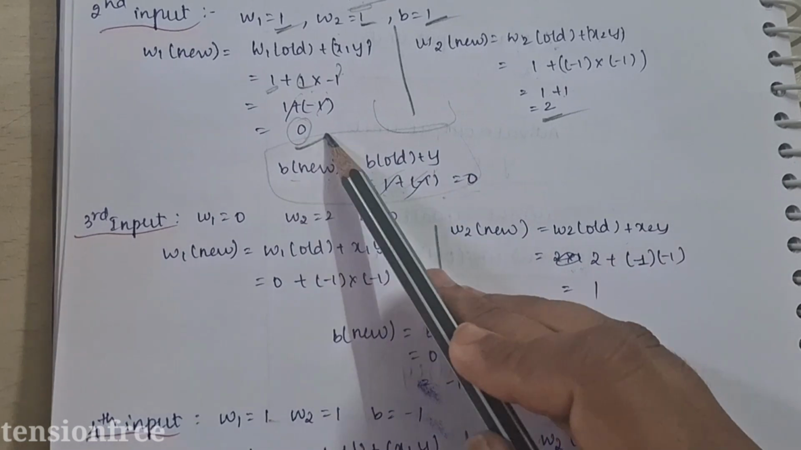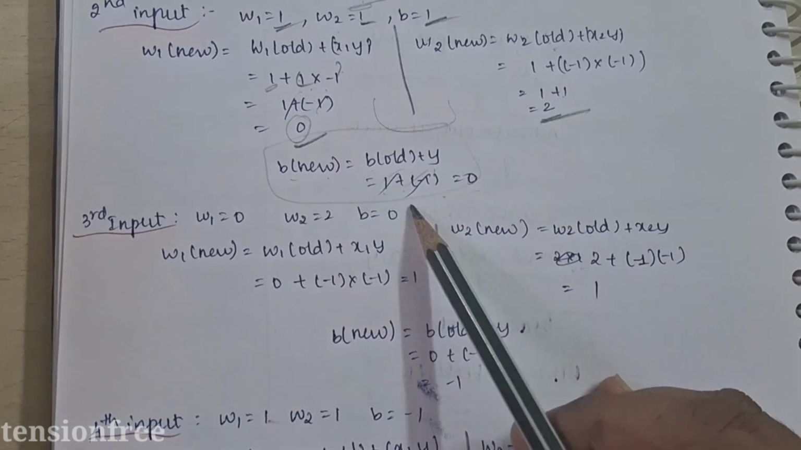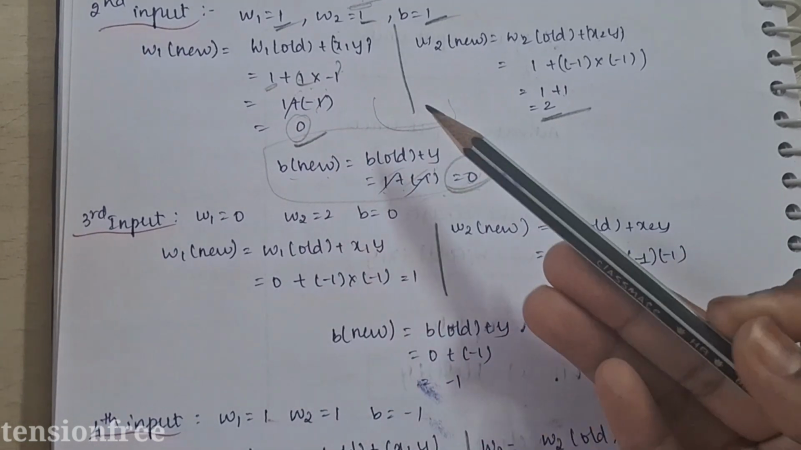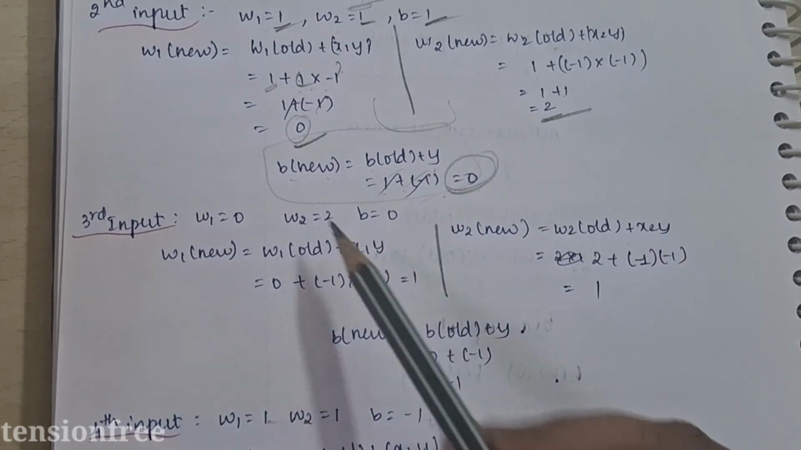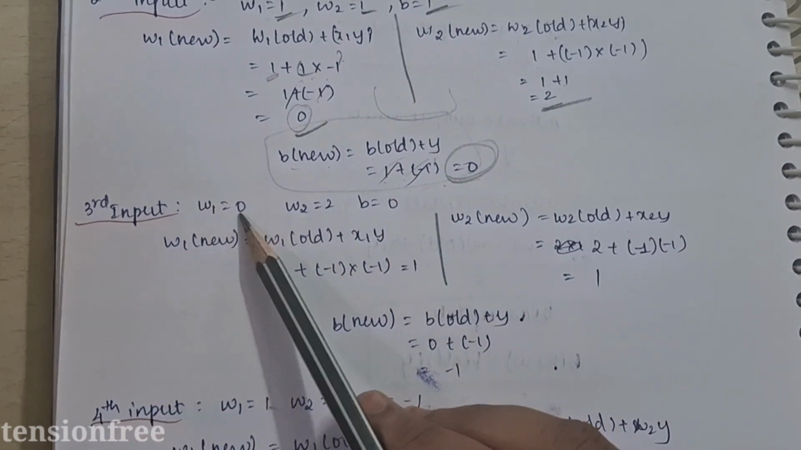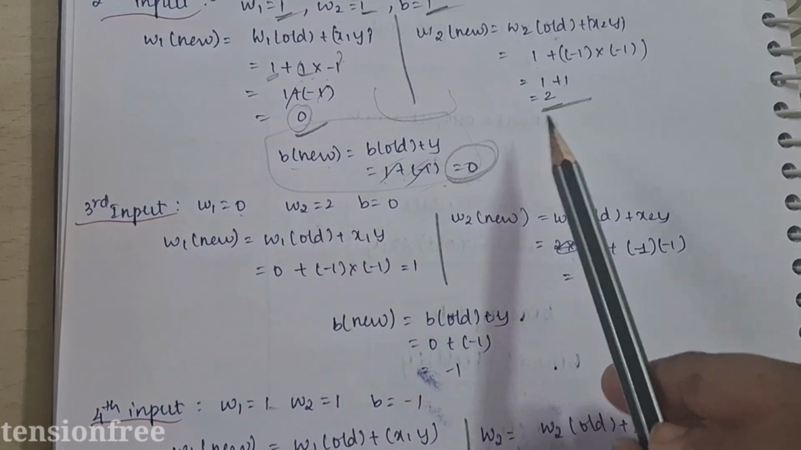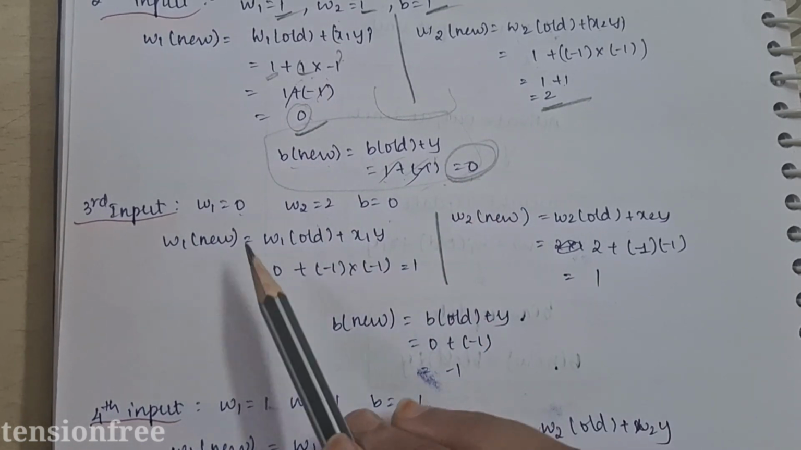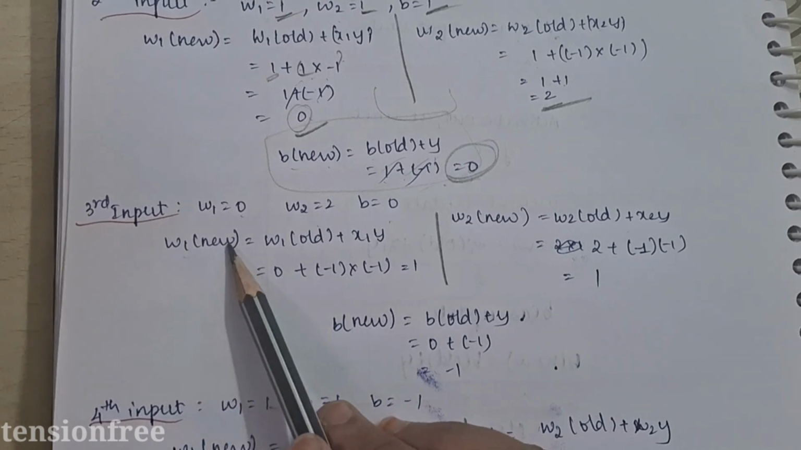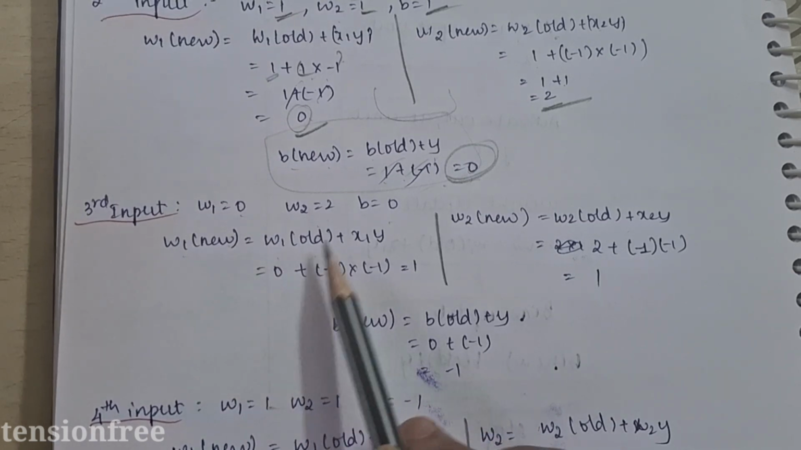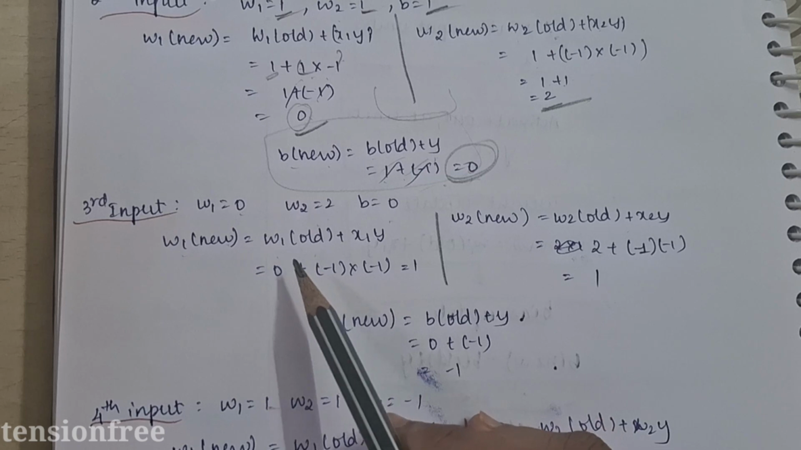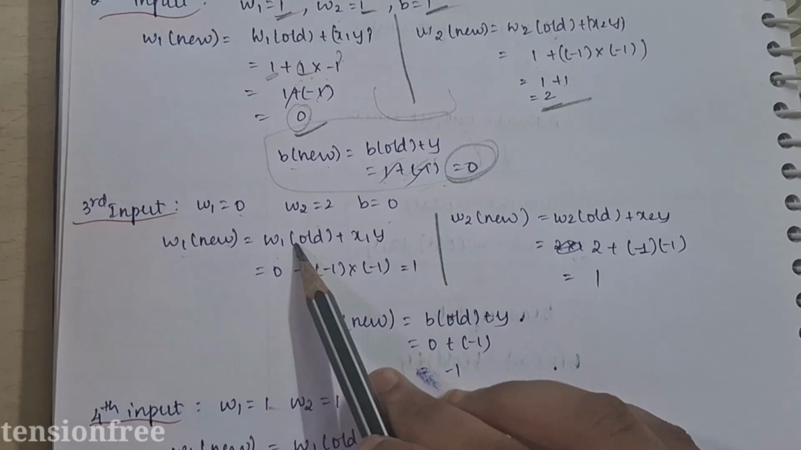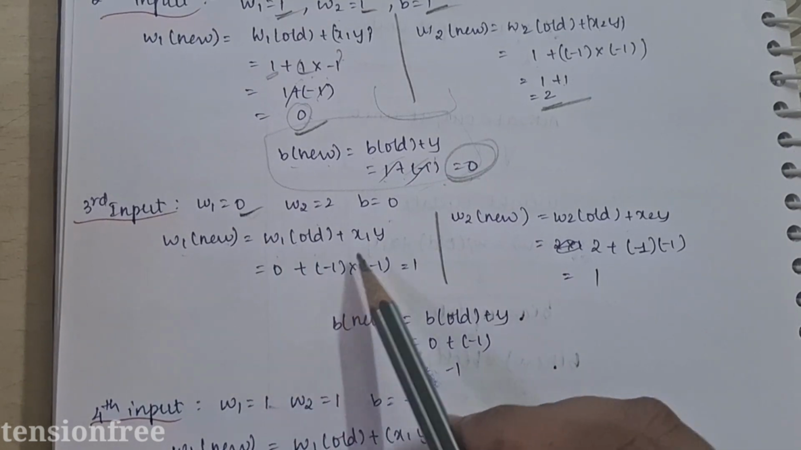Next, this weight and this bias will be the input to the next. For the third one, w1 is 0, w2 is 2, bias is 0. Now we need to update the weights. What is the updation? W1 new is equal to W1 old plus XY. What is the W1 old? We got here 0.